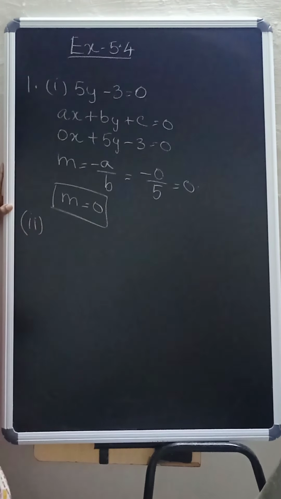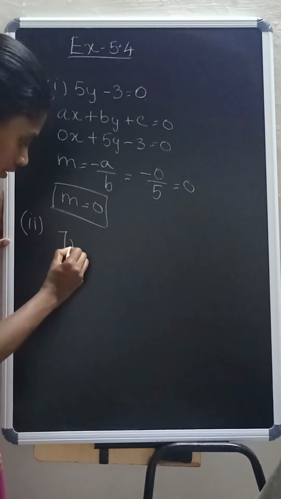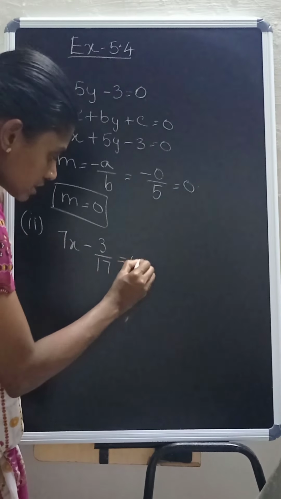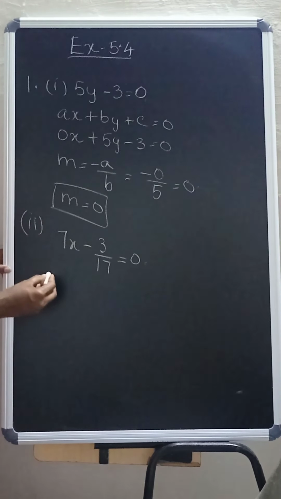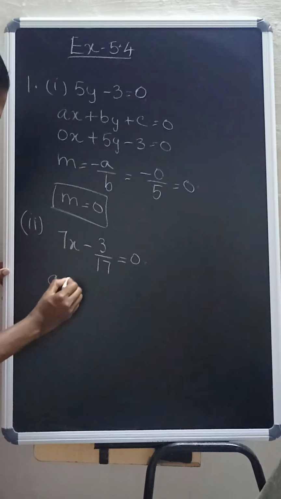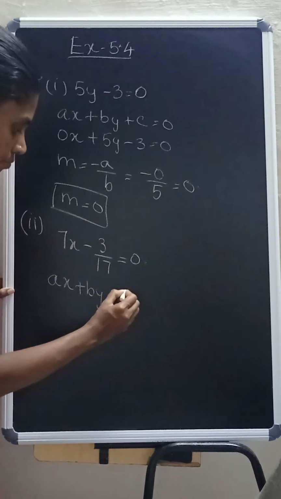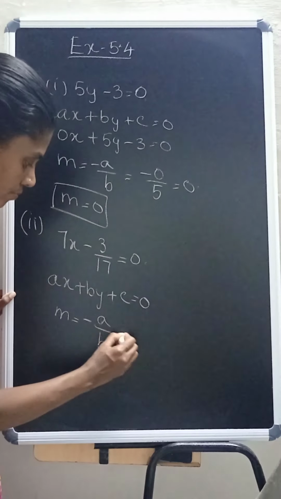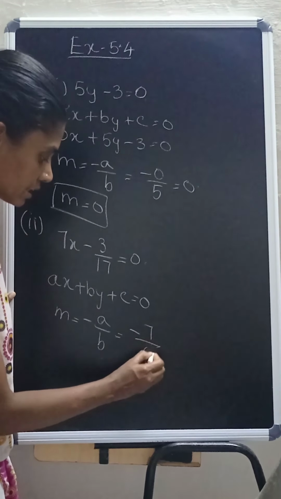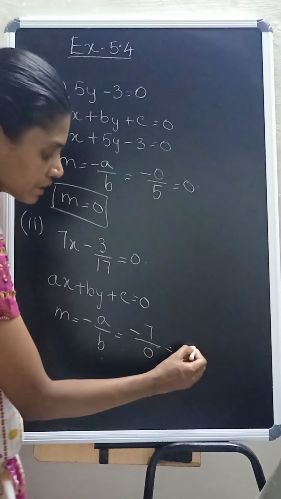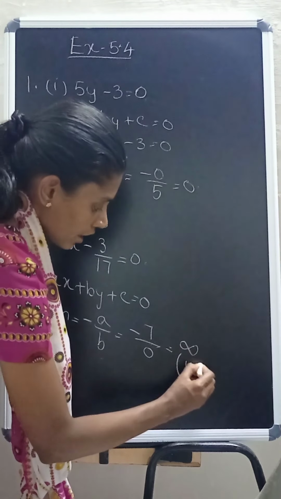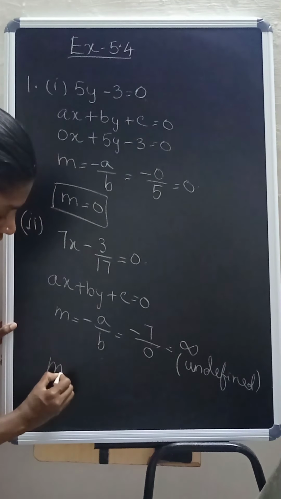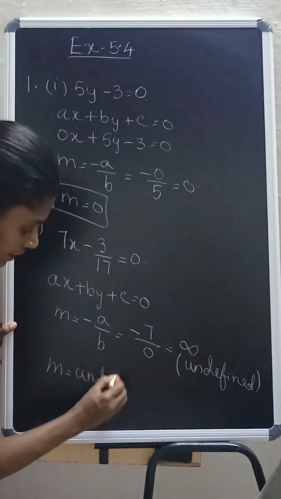Next. Second part of the question. 7x minus 3 by 17 is equal to 0. So now here, minus 7 by 0. Anything divided by 0 is infinity, undefined. Here the slope m is equal to undefined.